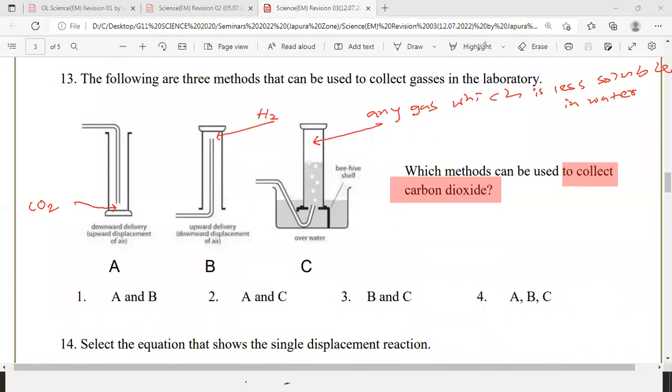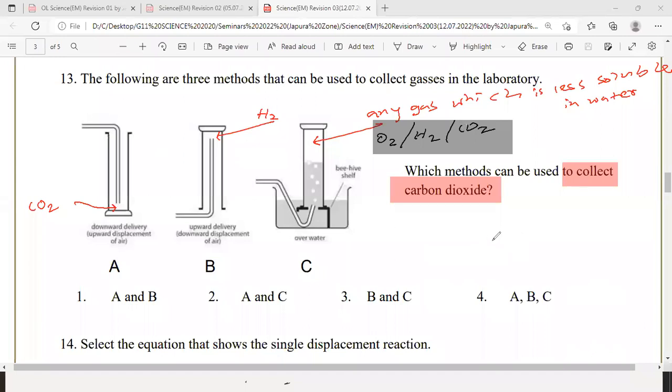So this method can be used to collect carbon dioxide. You can collect oxygen by this method. You can collect hydrogen by this method. Even carbon dioxide also can be collected. In your syllabus, you have to remember the preparation of 3 gases: carbon dioxide, oxygen and hydrogen. But out of these 3, the third method, there's one more method which is not given here. If you want, you can write down that one.